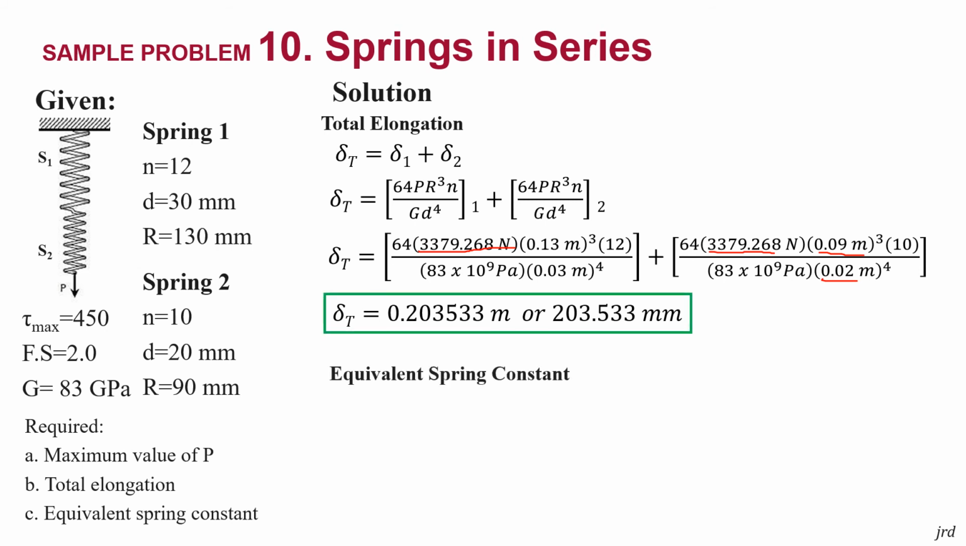Now for the equivalent spring constant, by definition, the spring constant is just equal to the force applied over the corresponding elongation due to that force application. Therefore, we have P over delta, which is equal to 3,379.268 newtons divided by 0.203533 meters. You'll obtain 16,603 newtons per meter, or 16.603 kilonewtons per meter as the spring constant.